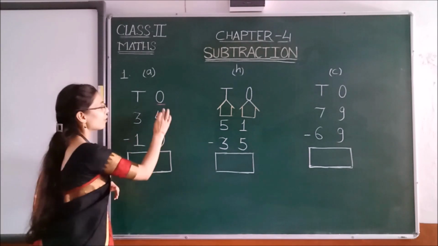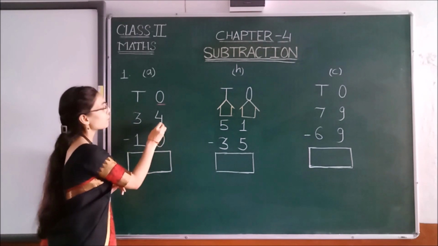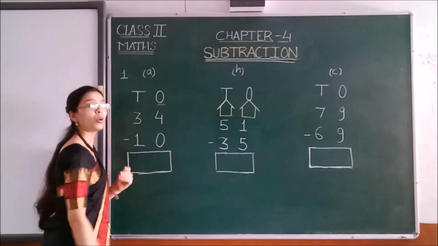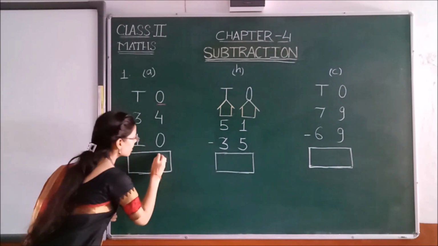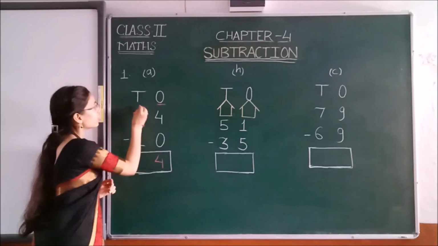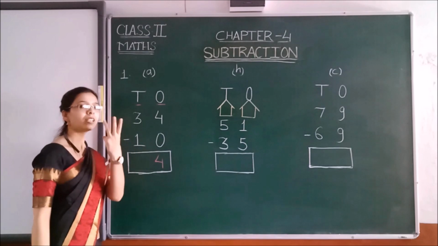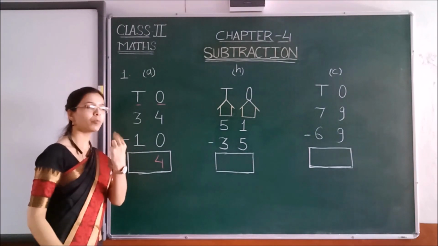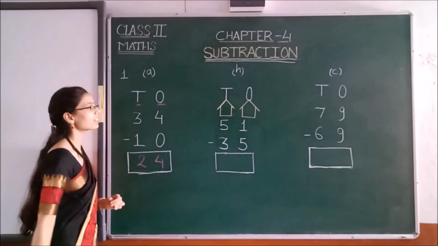Understood? Now, we will start from the ones place. Which number is here? 4. 4 minus 0. 0 means nothing, so we will just write 4 as it is. Then move to the tens column. Which number is here? 3. 3 minus 1. How many fingers are left? 2. Write here 2.